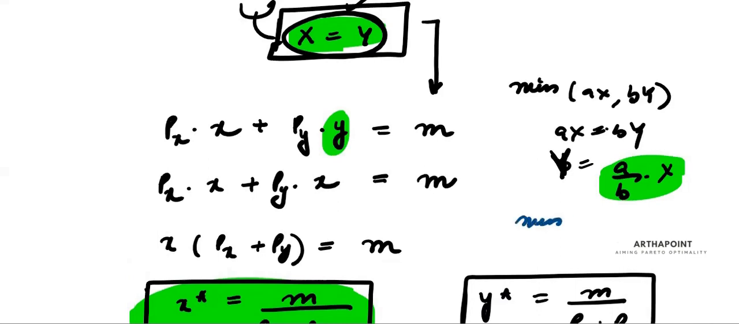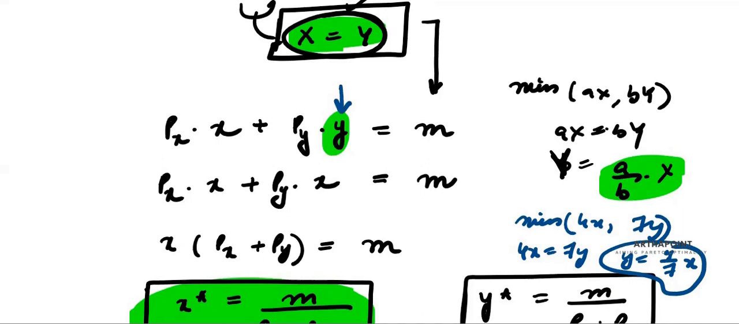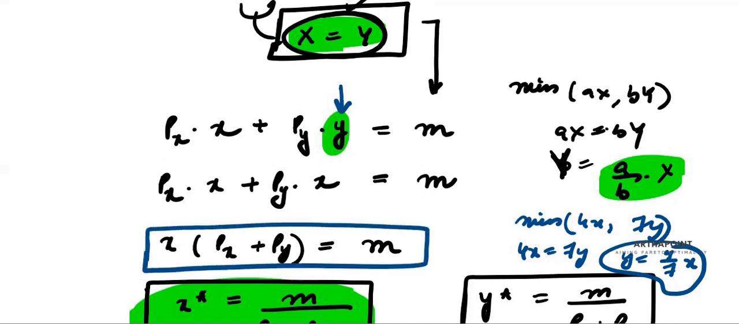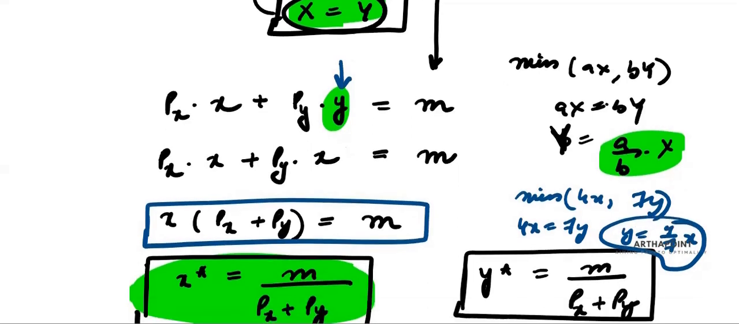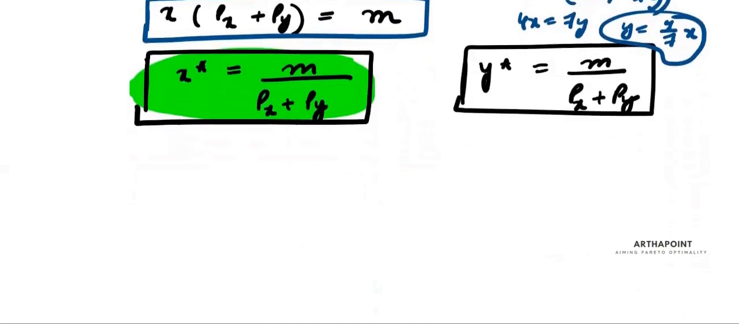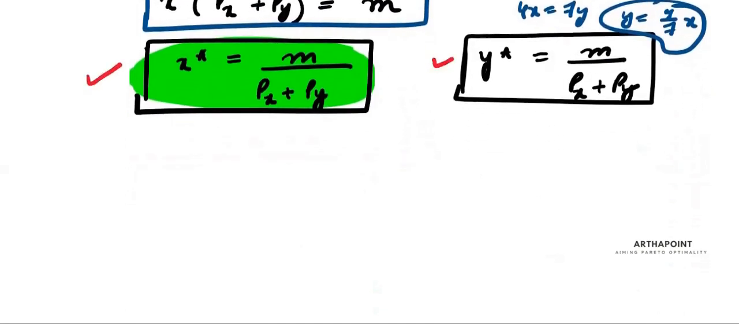Your min function could have been min of 4x comma 7y. Equate 4x equal to 7y. Y is equal to 4 by 7x. Instead of y, put 4 by 7x. Get the entire function in terms of x. Solve for the value of x. So you just have to remember the procedure that is followed in case of complementary goods. Now, once I have found x star and y star, these are my Marshallian demand functions.